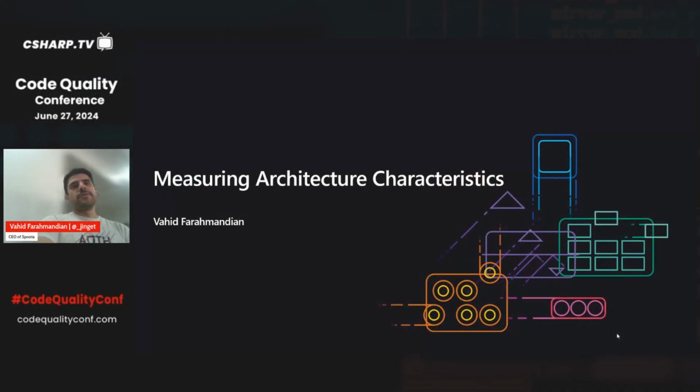Okay, in this session, we're going to talk about measuring architecture characteristics. Of course, software architecture is one of the important parts of software design and development, and we need to have very good and comprehensive information about software architecture and how to design it and how to manage it. In this session, we're going to specifically talk about measuring the architecture characteristics.